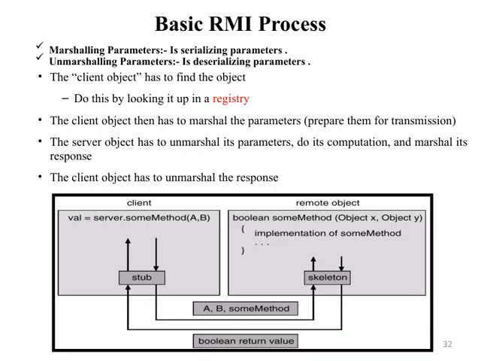Once the client has located the object, it marshals the parameters, preparing them for transmission. On the server side, the server object receives the incoming data and unmarshals its parameters to interpret what the client is requesting. Then, it performs its computation or processing based on those parameters. After completing its task, the server marshals its response, ready to send it back to the client. Finally, the client receives this response and unmarshals it to understand the result. This entire process is fundamental to how remote method invocation works, allowing seamless communication between distributed objects across the network.